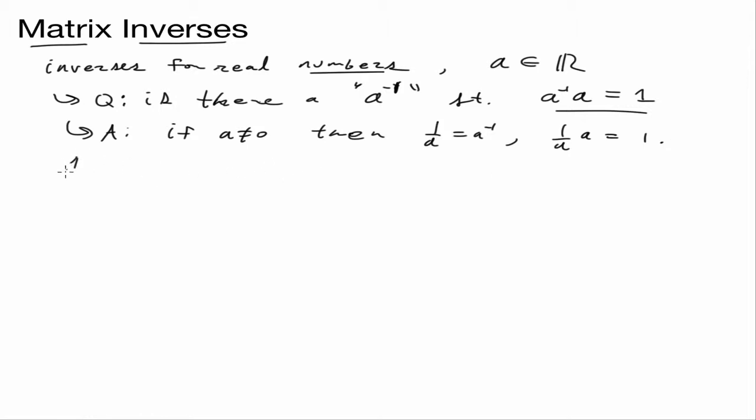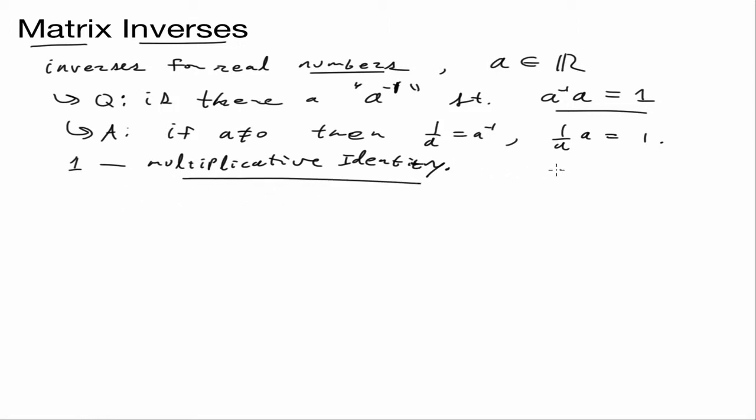Okay, and again, remember 1 is that special number. It's called the multiplicative identity. It's the one number that if you take 1 times A, you get back A for every real number. Okay, and here we have this thing now. Every real number has an inverse except for 0. Okay, so that works out really well, but now we want to ask again, what about matrices?